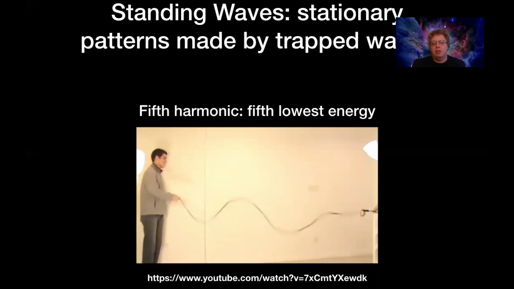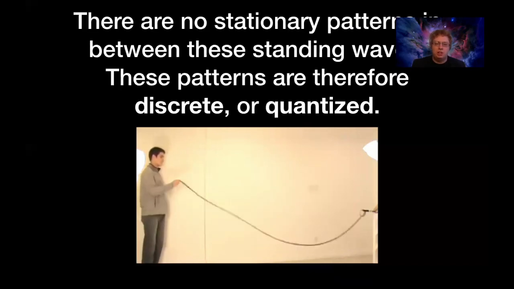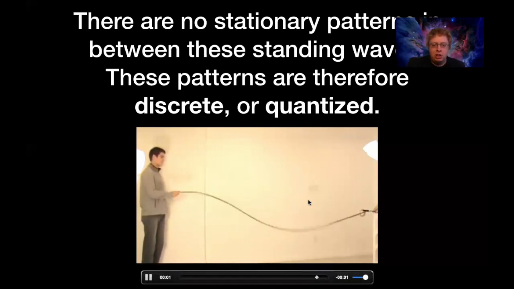And the higher and higher you go, the harder and harder it is to make it show up in a spring. But you can keep going essentially infinitely high in the number of nodes that you can have. But anything in between, any stationary pattern, anytime you try to make a stationary pattern in between these waves, you can't. You end up with some gobbledygook type wave like this that's just kind of moving all over the place. It's not stationary. It's not a discrete standing wave.